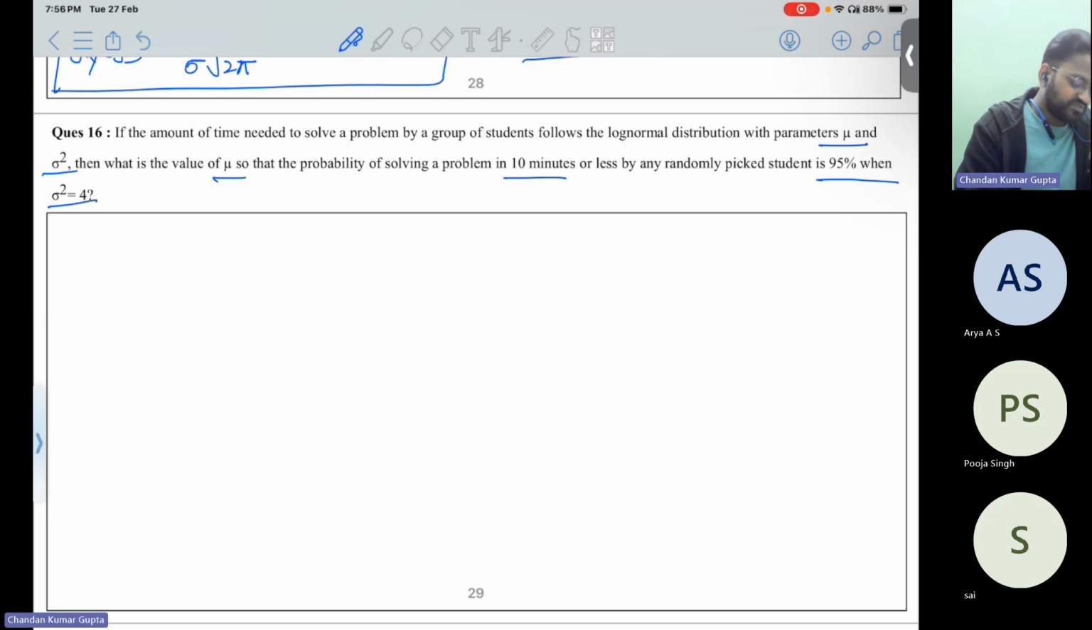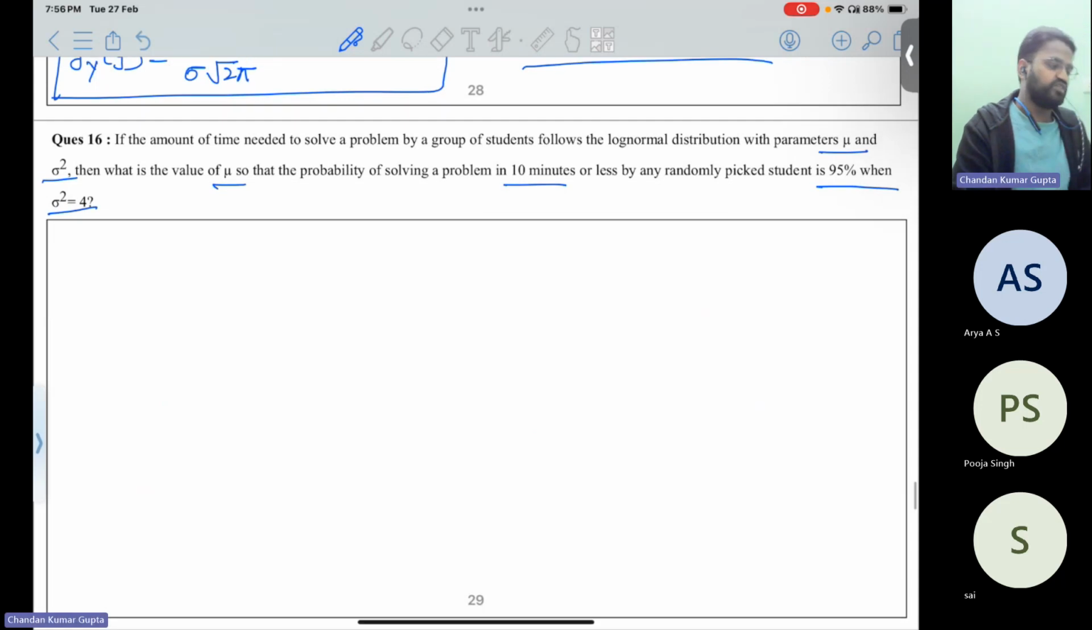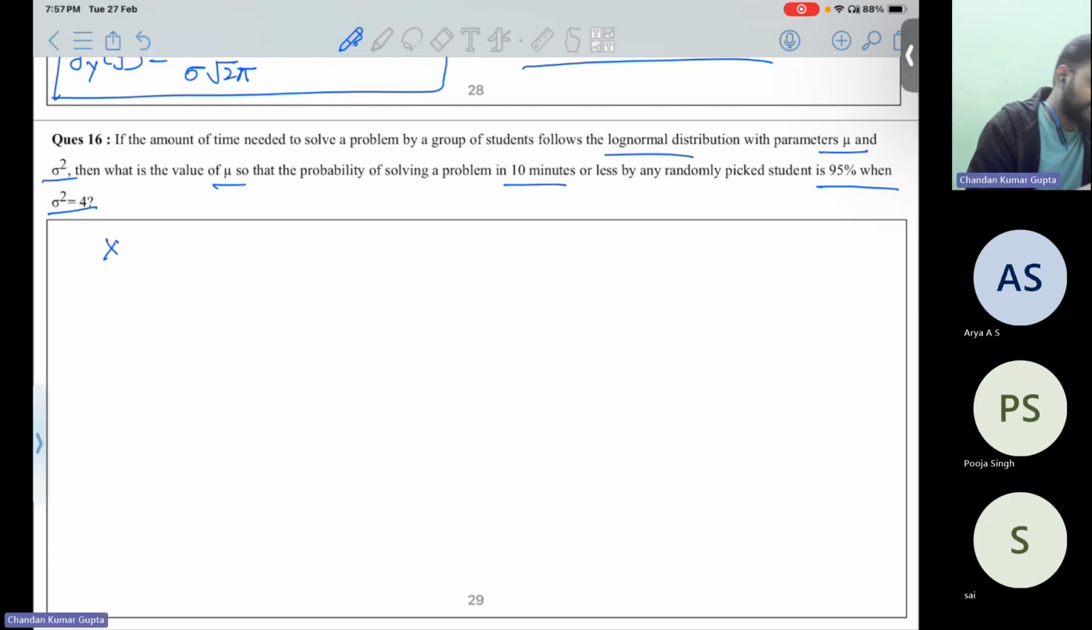Okay, so here we need to calculate mu. Here we need to calculate the value of mu when sigma square is equal to 4 is given, and this condition that problem solving within 10 minutes is 95%. Okay, so let's start. Here it is given already, log normal distribution. So that means what? X is the amount of time needed.